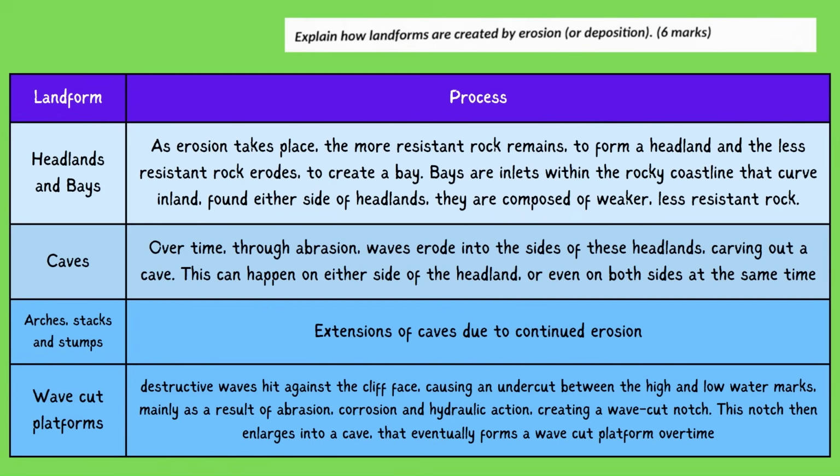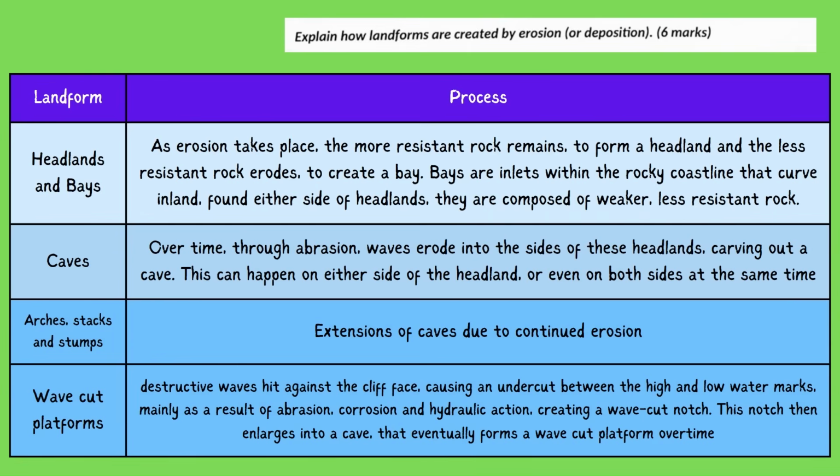Now let's look at a 6 marker, the final question of this video. Explain how landforms are created by erosion or deposition. So you can see that I've put 4 different erosional landforms. However, this is a 6 marker. If this was a higher mark question, then perhaps you'd be able to give this much depth. But in this case, you only need to mention maybe 2 or 3.